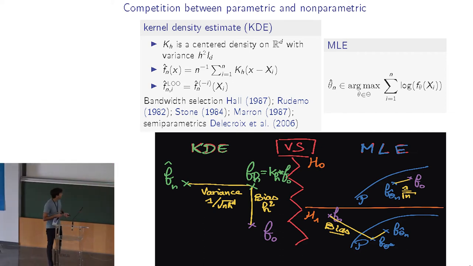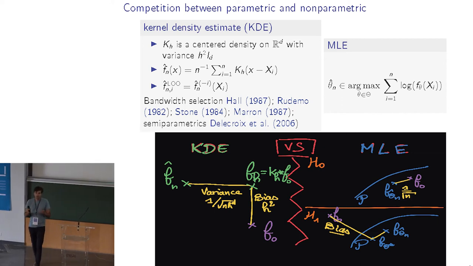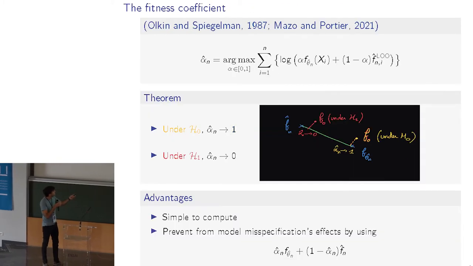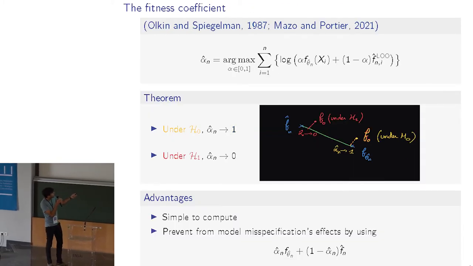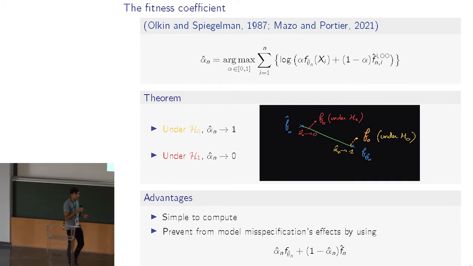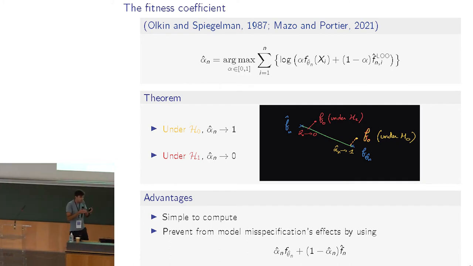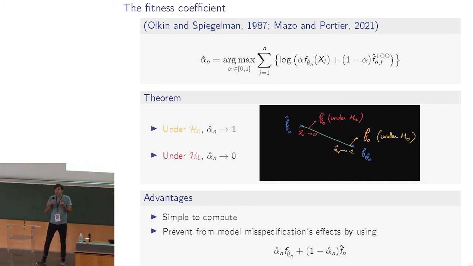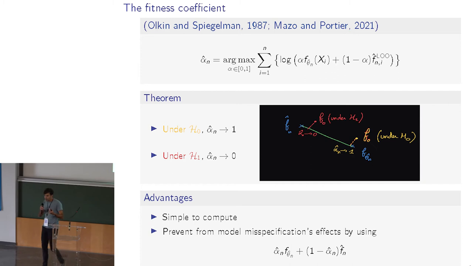misspecified. Okay, so how can I put them into a kind of competition? The idea is the idea of the mixture. I consider a mixture between those two densities. So the mixture is given by the parameter alpha, and I'm going to choose this parameter alpha through using the likelihood.